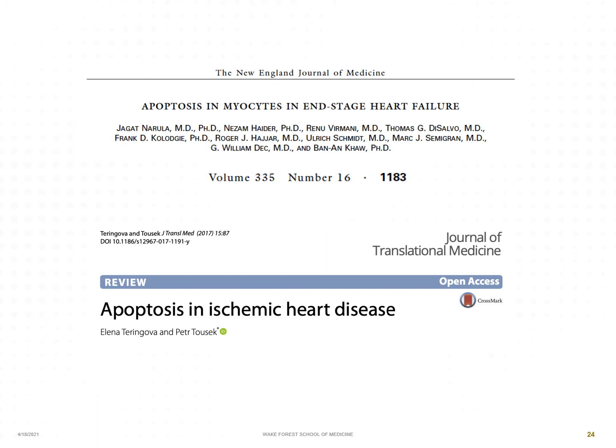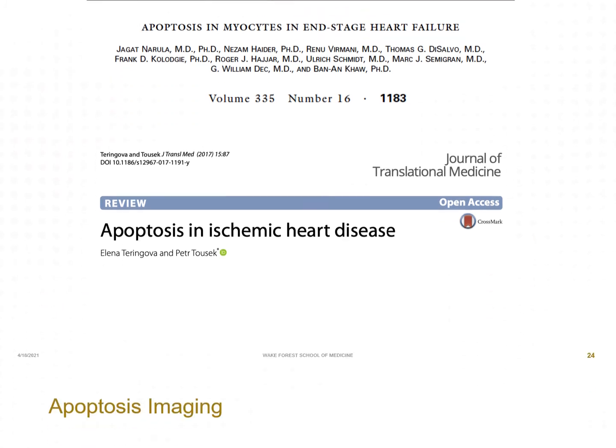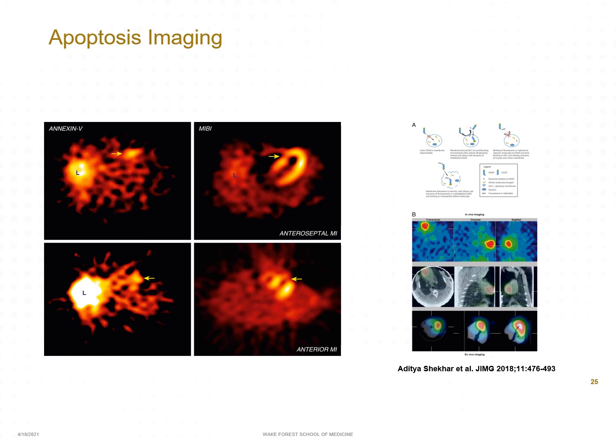The imaging of the apoptotic pathway in myocytes in end-stage heart failure and in ischemic heart disease is a very desirable tool to have. Clinical imaging of myocardial infarction and myocardial apoptosis has been evaluated with indium-111 labeled annexin 5, an endogenous protein that targets the abundant surface exposure of phosphatidylserine residues. The yellow arrows on the images on the left side of this slide show the localizations of the myocardial infarction, anteroseptal and anterior, and the significant uptake of annexin 5.